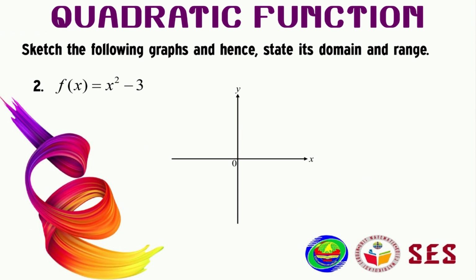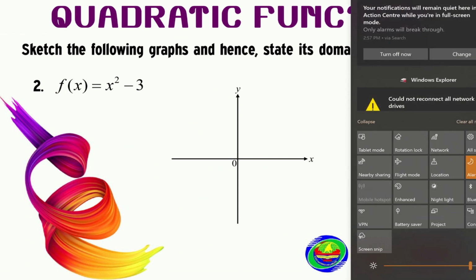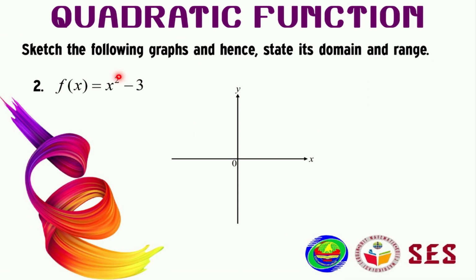Alright, let us proceed to the second question. We have f(x) equals x squared minus 3. First and foremost, again, please look for the shape of the graph. We have positive x squared here, so we will have the smile shape, and we have negative 3 here, which means the graph is shifted vertically downwards by 3 units. So the shape of the graph should be like this. This one is negative 3, please label it there.